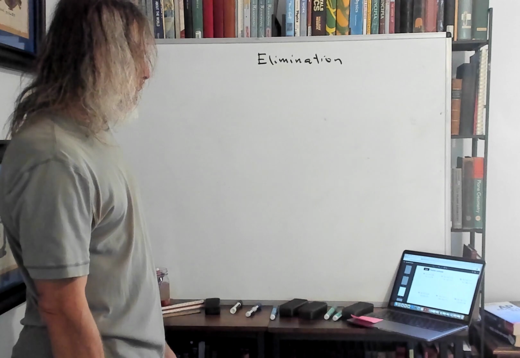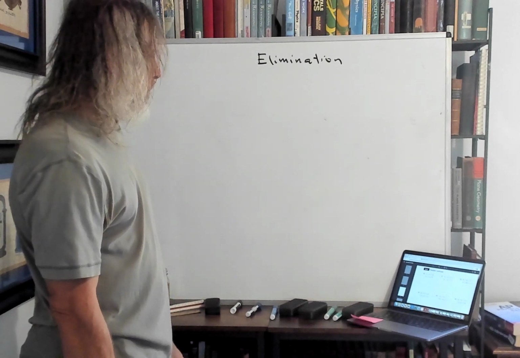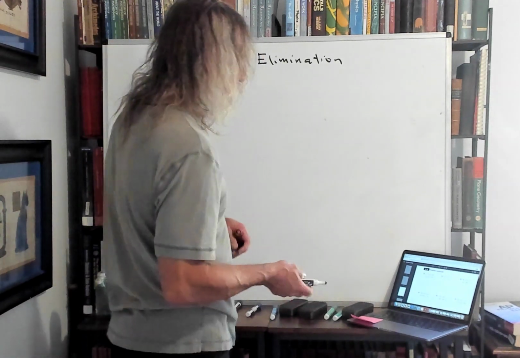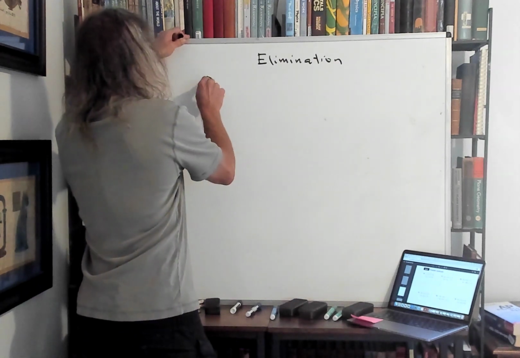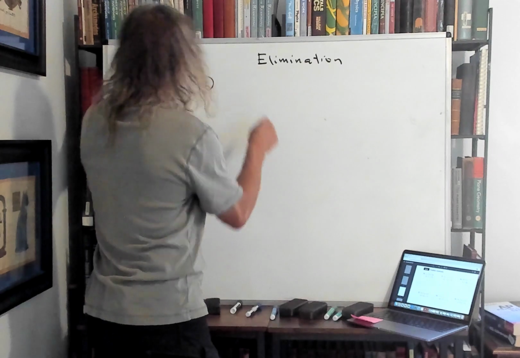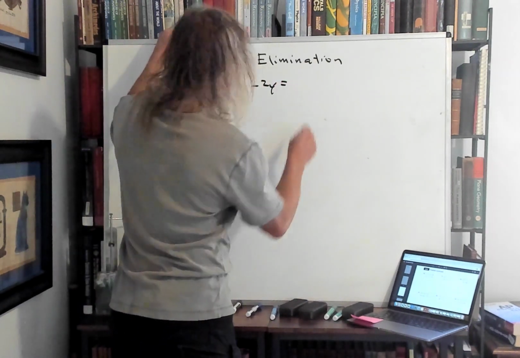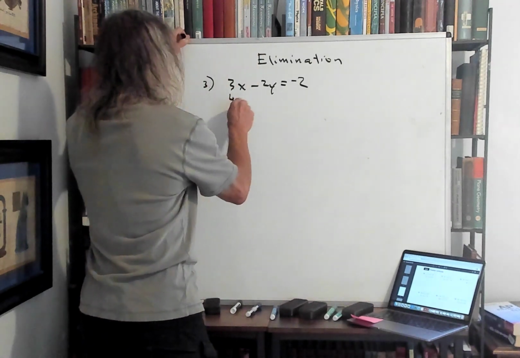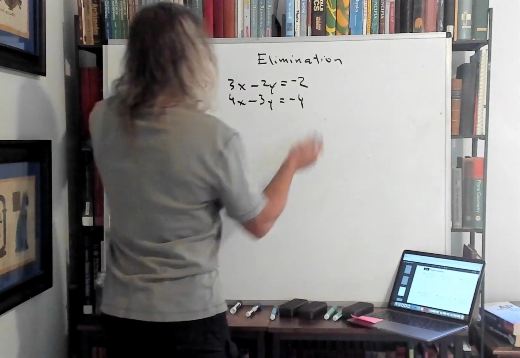So here, we'll start with this one. Number 3 we're on. 3x minus 2y is negative 2. 4x minus 3y is negative 4.